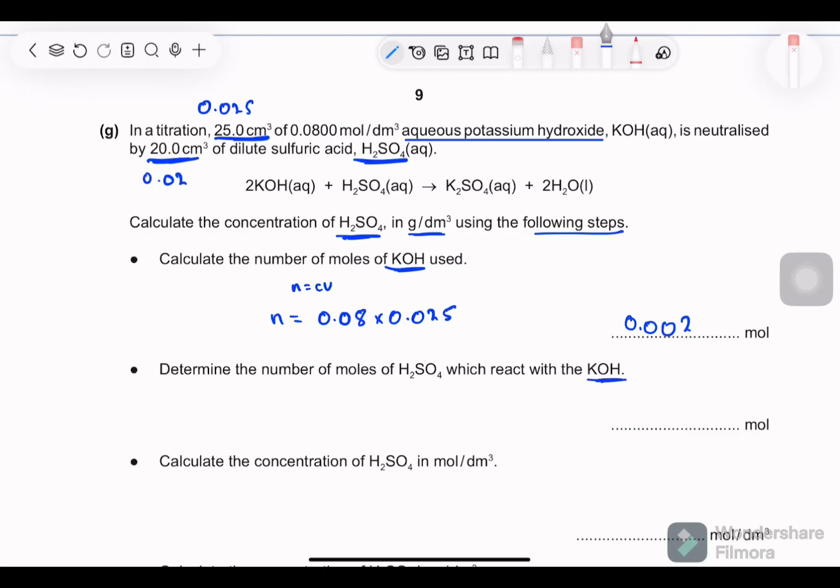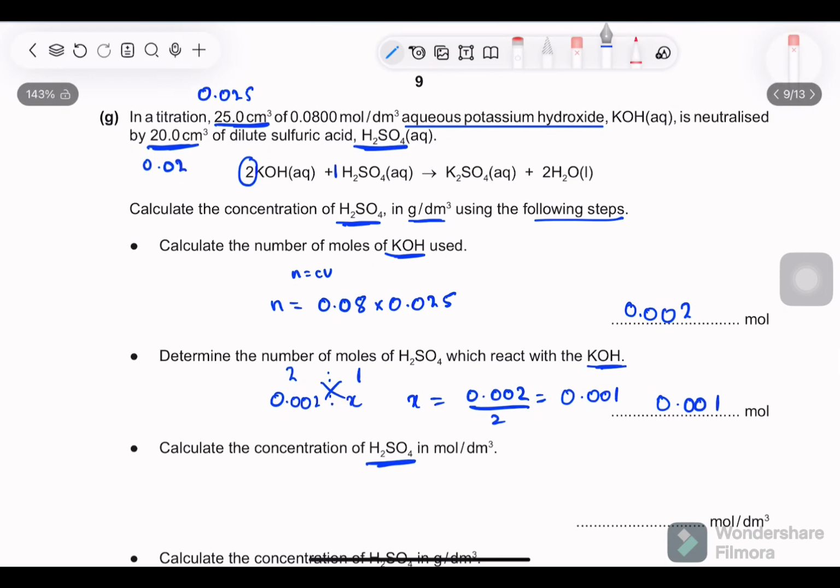Next, determine the number of moles of H2SO4 which react with the KOH. According to the balanced equation, 2 moles of KOH need 1 mole of H2SO4, which means that we will halve the number of moles of KOH to get the number of moles of H2SO4. Simply put, 2 to 1 is the ratio. So when we have 0.002 moles of KOH, this will be X. We can cross multiply it. The answer will be 0.002 over 2. This is what I said earlier. You have to show your working. This will give you 0.001, of course.